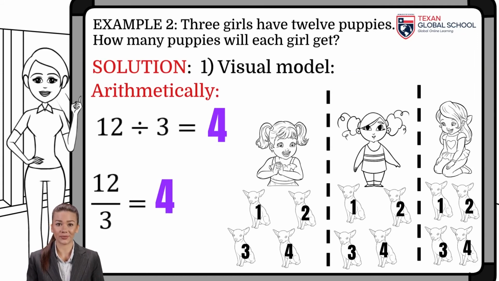Arithmetically, this is represented as 12 divided by 3. We can see the representations seen in the theory applied in this problem. As a fraction, it is 12 thirds, or 12 over 3. 12 little dogs, among 3 girls, which is equivalent to 4 puppies for each of the 3 girls.